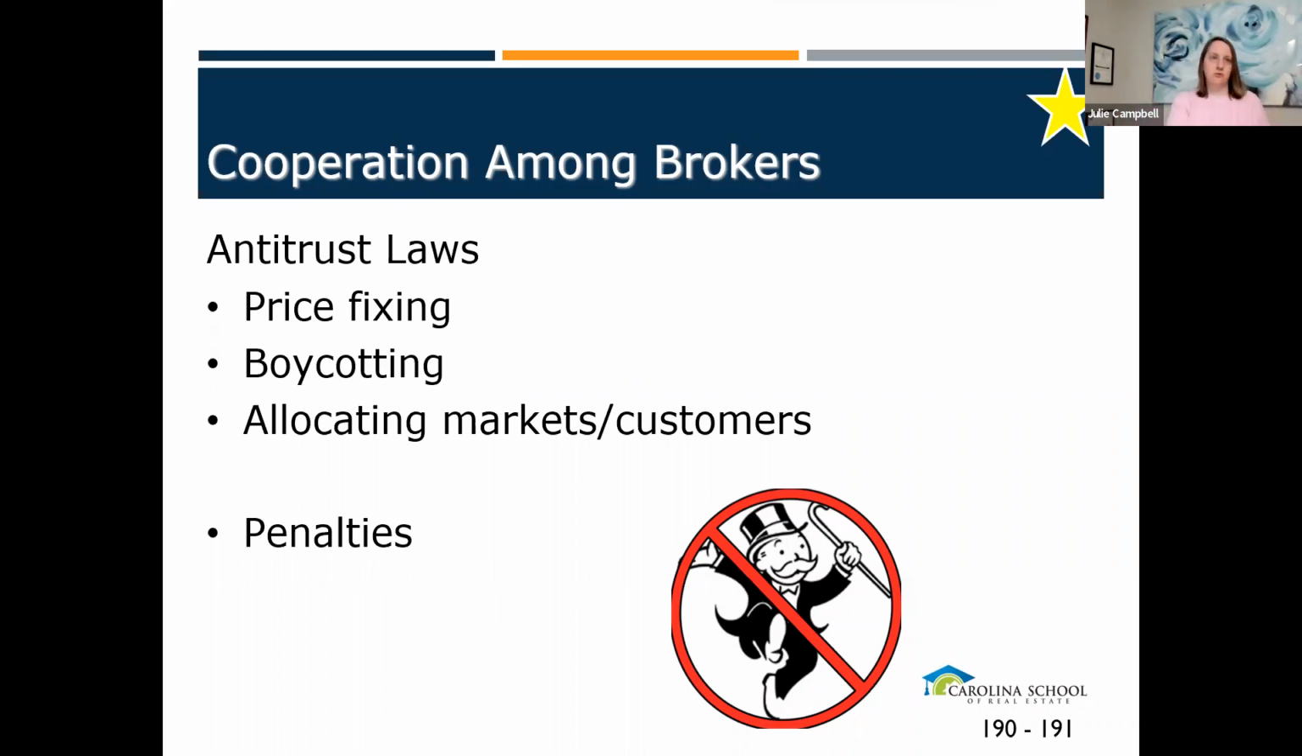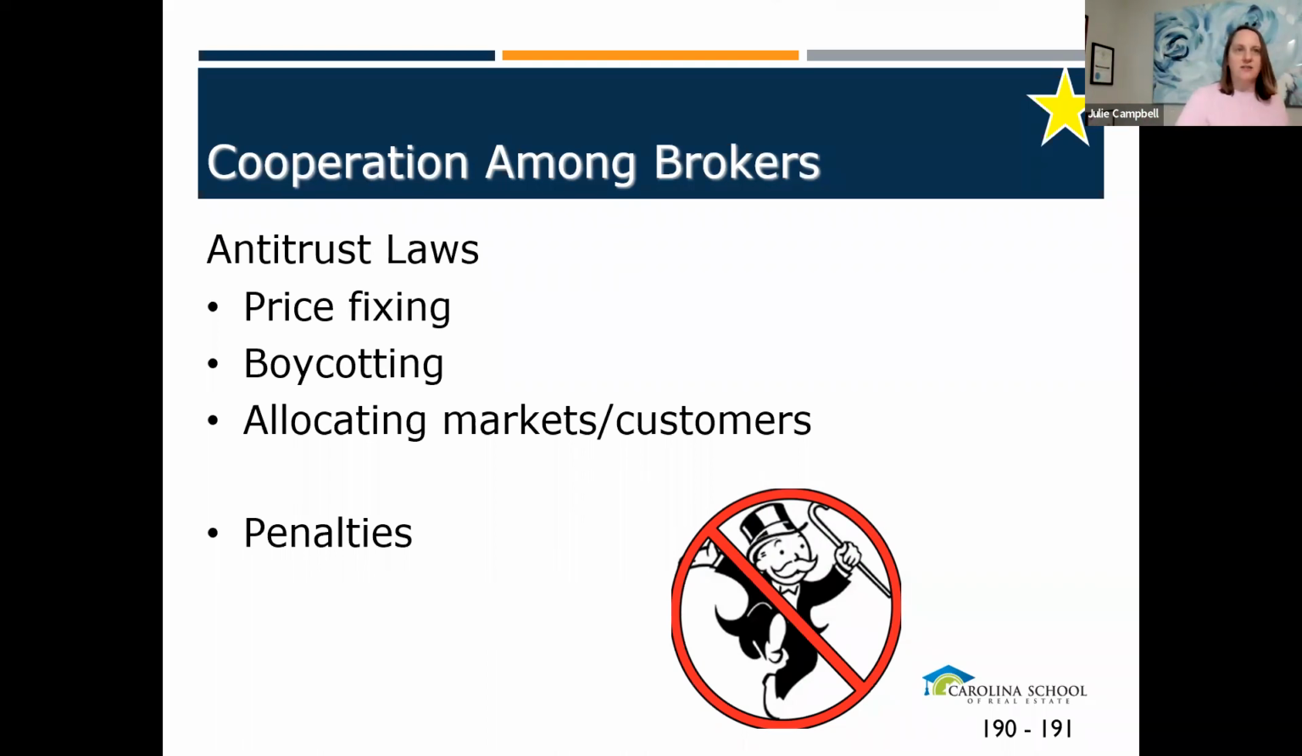I may choose to only work Forsyth County. I can work the entire state, but I may choose only to work Forsyth County. That's my choice. You may choose to only work Guilford County. That's your choice. What we can't do is look at each other and say, all right, I'm going to only work Forsyth. I'm never going to step foot into Guilford. You're only going to work Guilford. You'll never step foot into Forsyth.